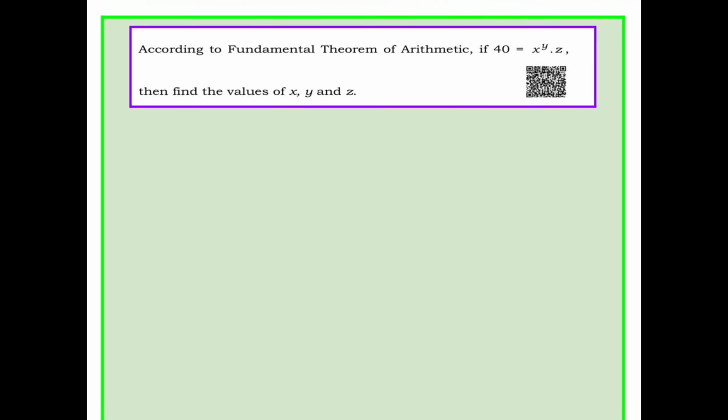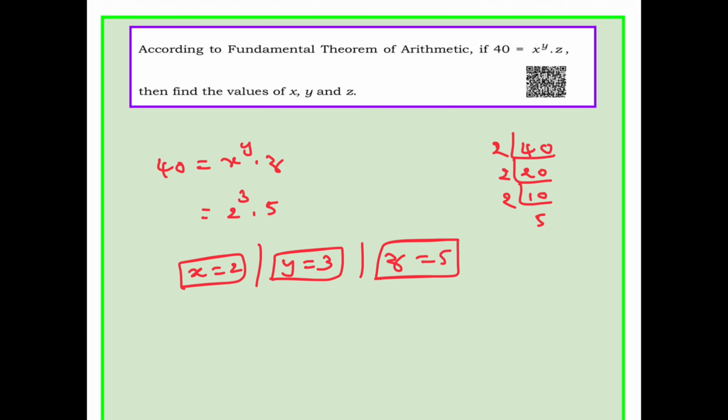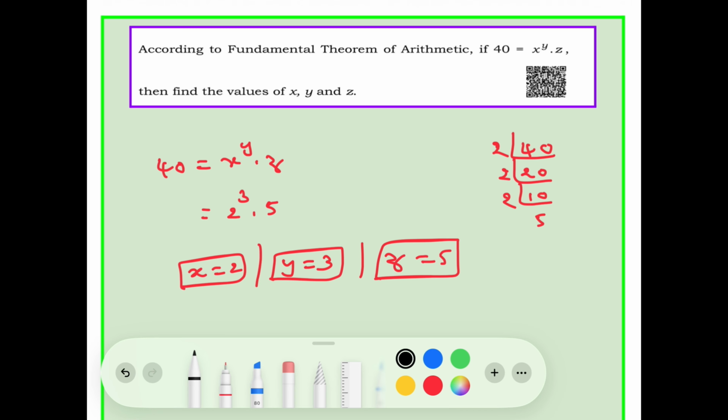According to the fundamental theorem of arithmetic, 40 equals x power y into z. Find the values of x, y and z. 40 can be factorized: 2 twenties, 2 tens, 2 fives. 40 equals 2 power 3 into 5. We compare those two: x value is 2, y value is 3, z value is 5.